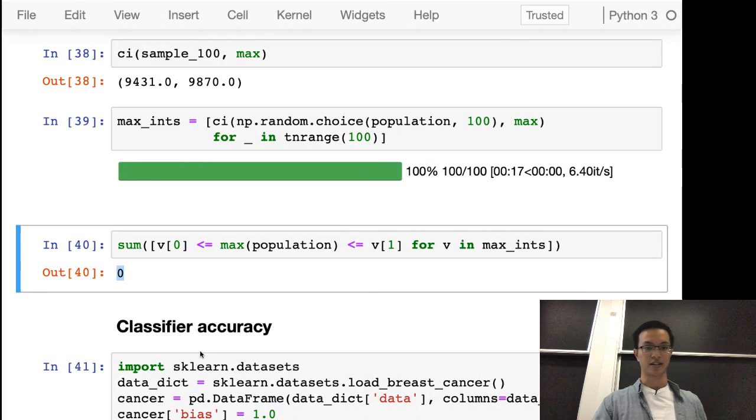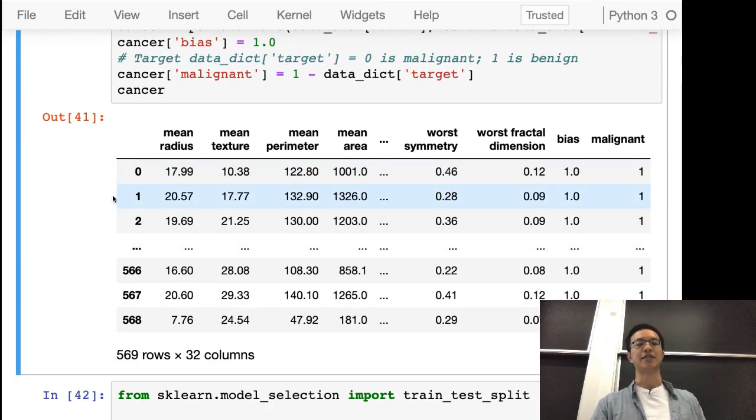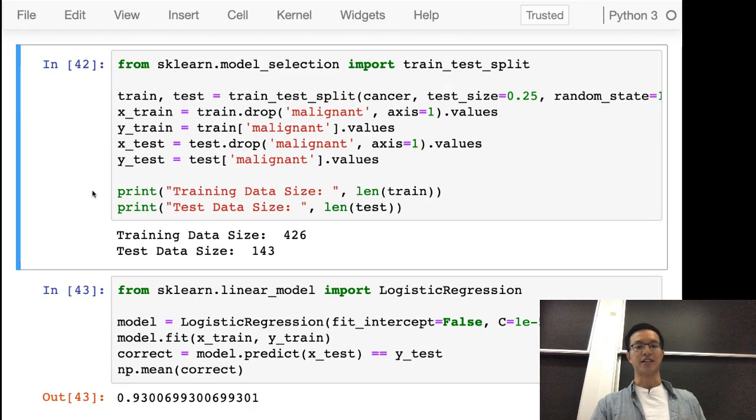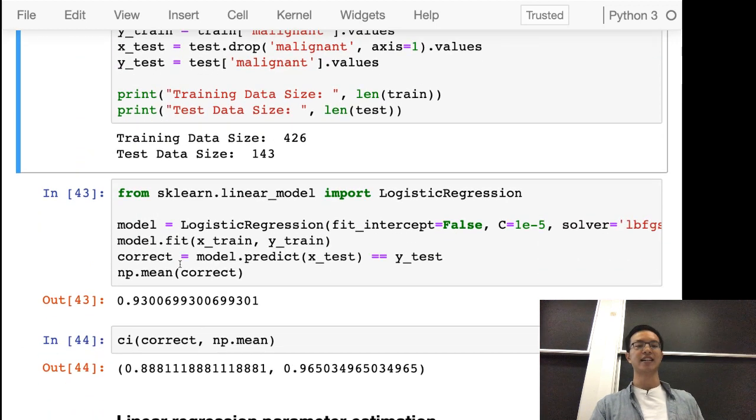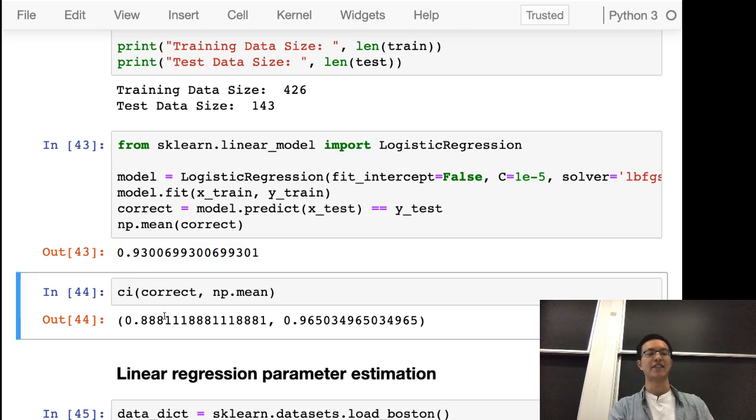Okay, so I have here a classifier using the cancer data set. I have here a training set and a test set. And right here I have the test accuracy for this model. It was 93% accurate on the test set, and if I make a confidence interval, I can estimate that my population test accuracy will lie between 89% and 96%.